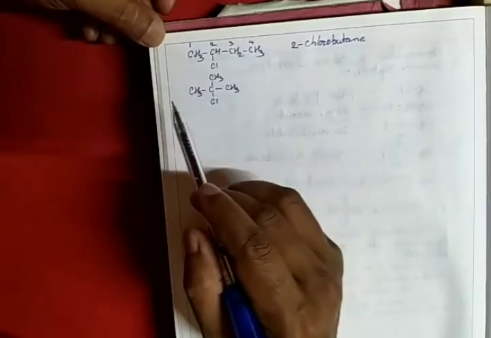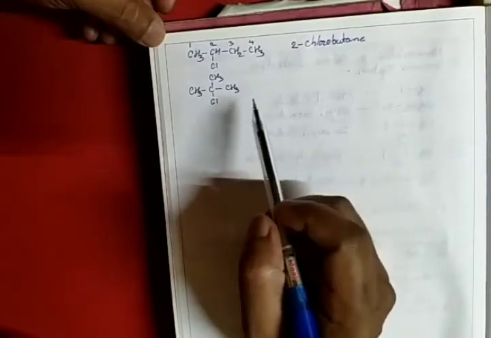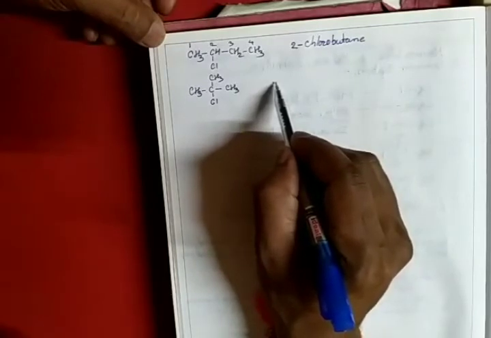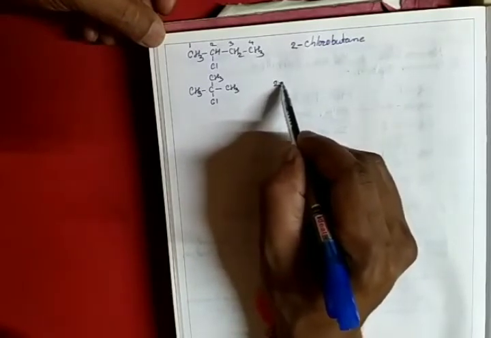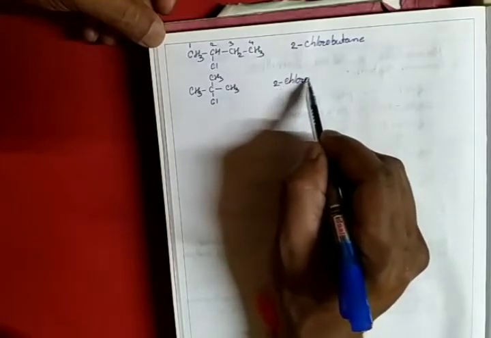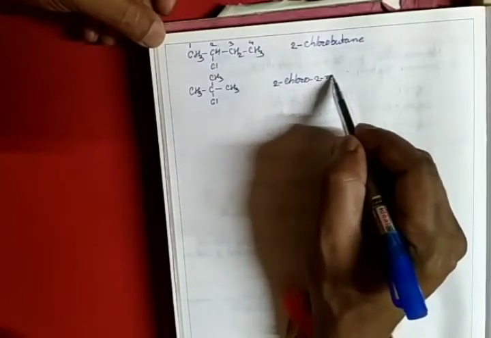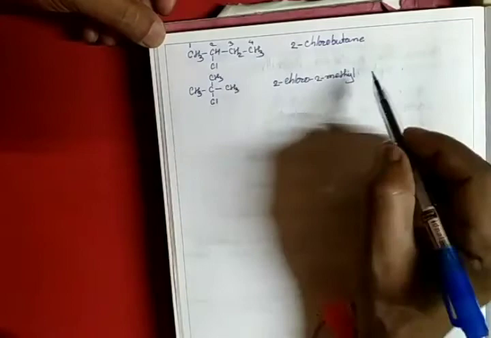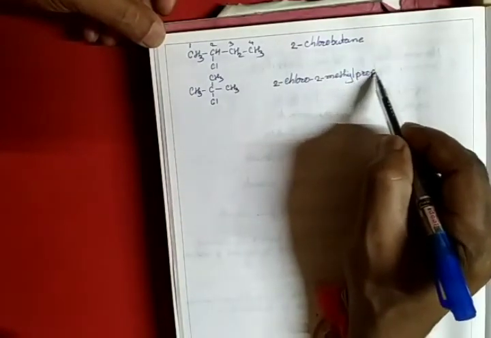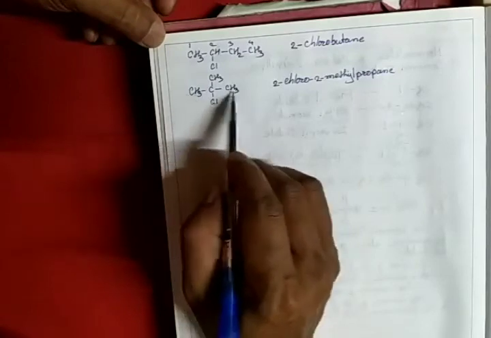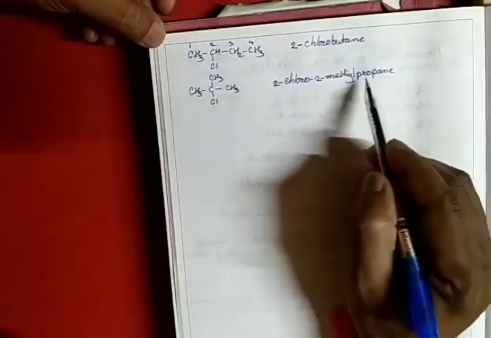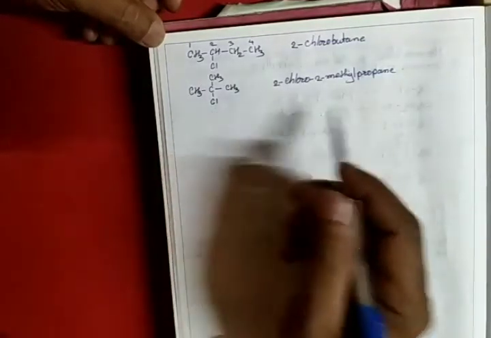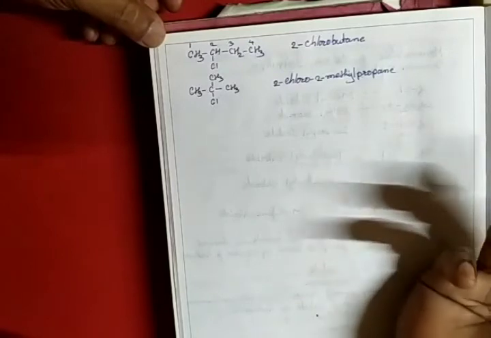Both we have to write as prefixes. Alphabetically, chlorine we write first. So its position is 2-chloro, 2-methyl, and the parent alkane is propane, because our longest continuous chain contains 1, 2, 3 carbon atoms. In this way we give the IUPAC name for alkyl halides.